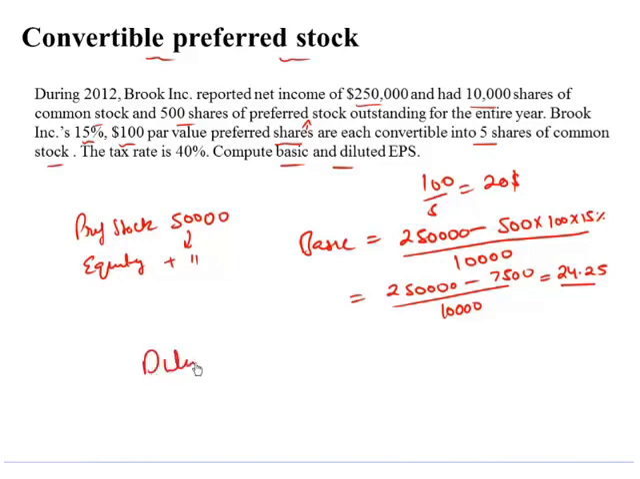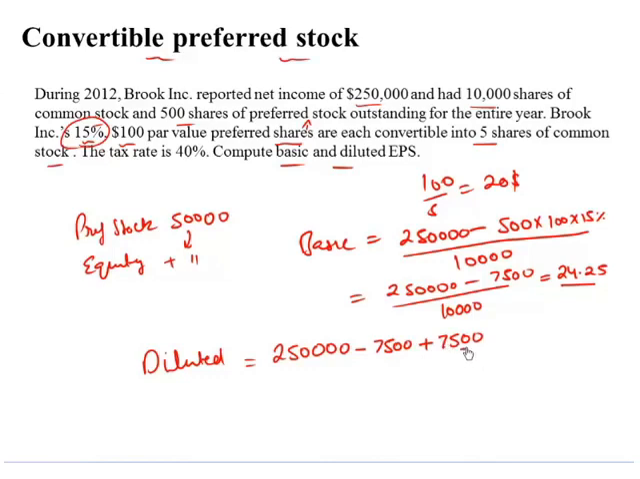Let's now try to compute the diluted EPS in a similar manner. So the net income was $250,000, from which we were subtracting $7,500 worth of preferred dividend. Now, if the preferred stock gets converted into common equity, would I still need to pay this 15% dividend, or would I still need to pay this $7,500 dividend? No, I won't. So I will add back the $7,500 that I had subtracted from my net income, because this outgo now no longer needs to happen.